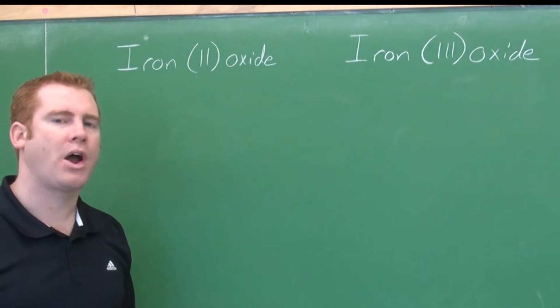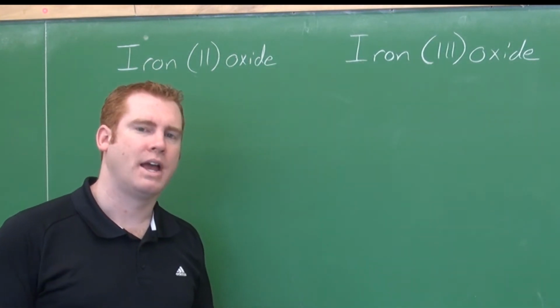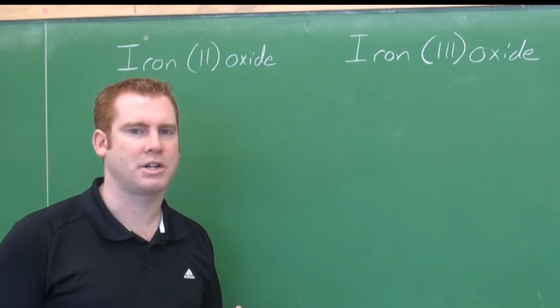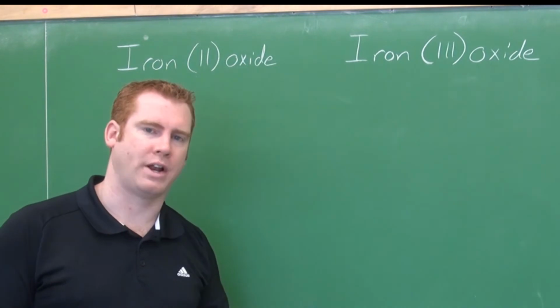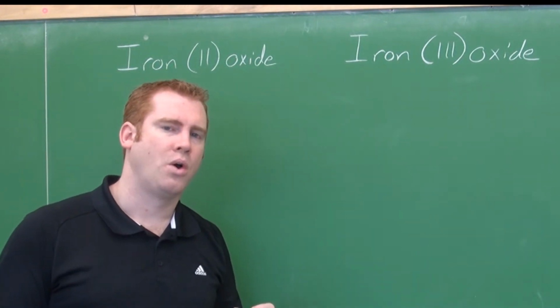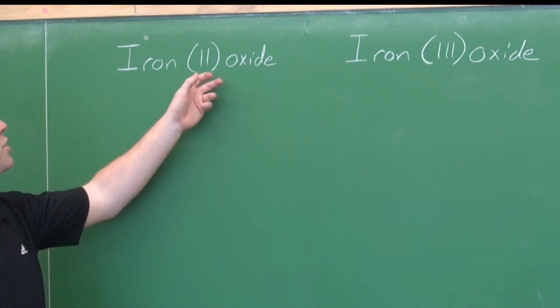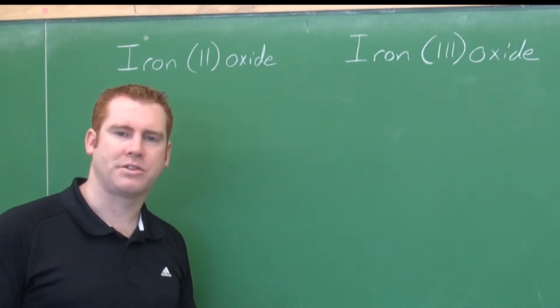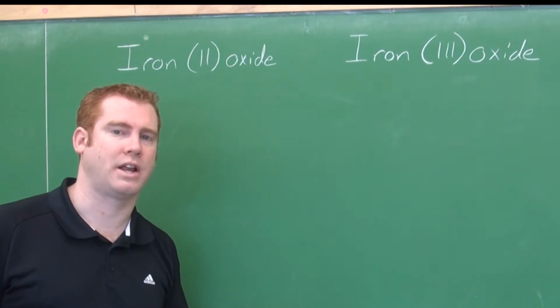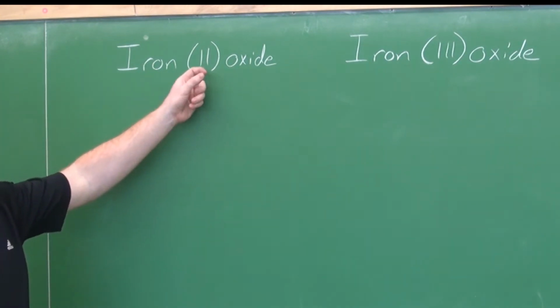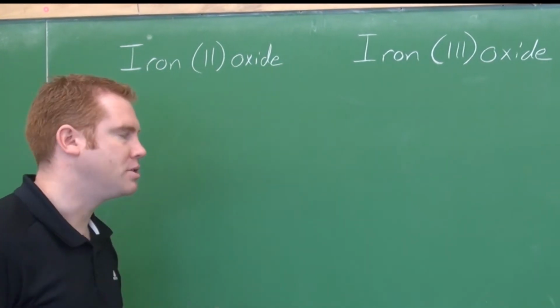Now what's going on with iron is it's what we call multivalent. At times it has different numbers of valence electrons. At times it can have 3 valence electrons, and other times it can have 2 valence electrons. So when we're working with iron 2 oxide, how many valence electrons do you think it has? Well, it actually has 2 valence electrons. So really what this is telling me is what the charge is going to be.